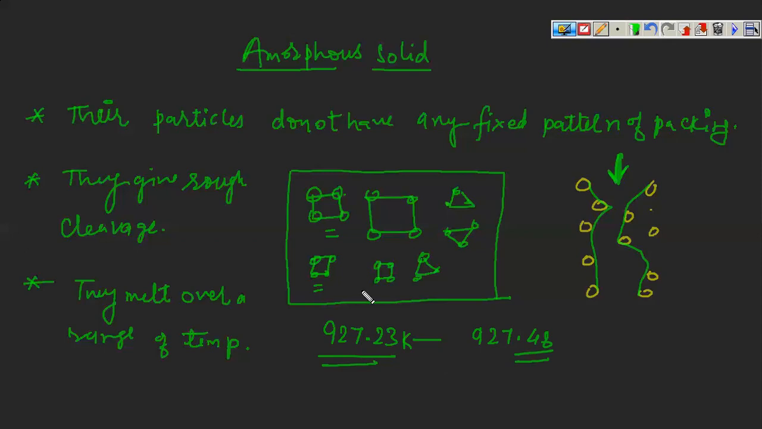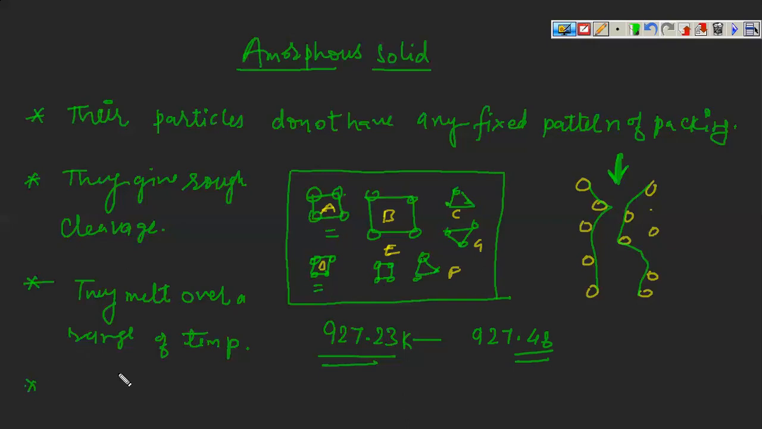They have different regions of different packing. Suppose this is region A, this is region B, this is region C, this is region A, this is region B, this is region C, D region, E region, F region, G region, like that. All the regions melt at different temperatures. So it is better to say they melt over a range of temperature.